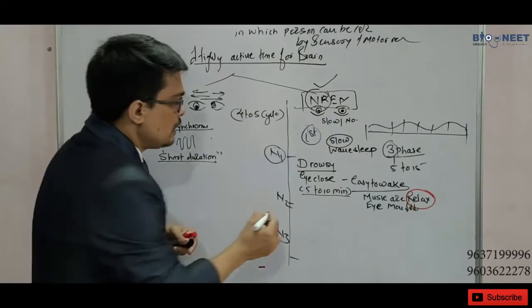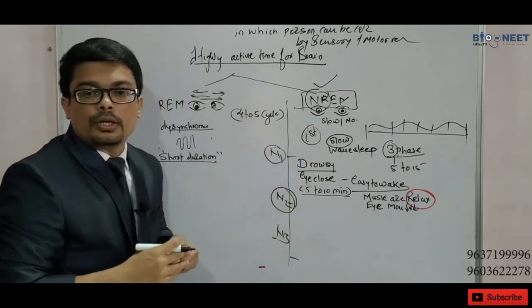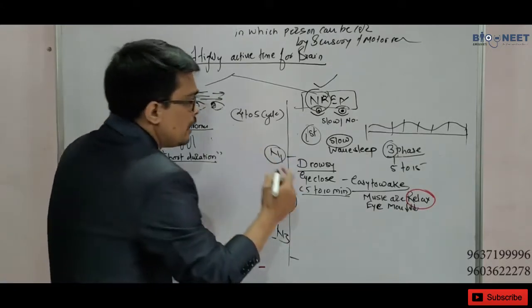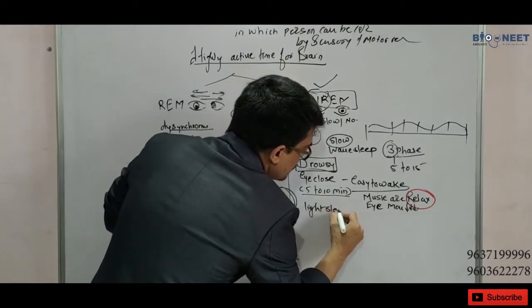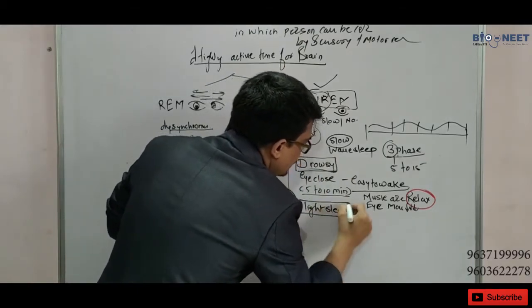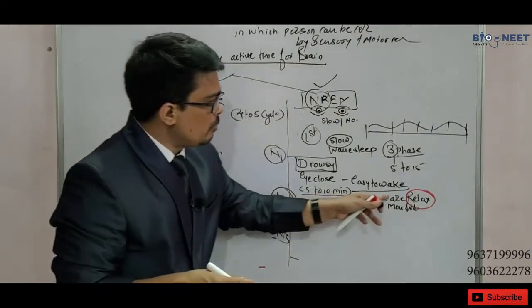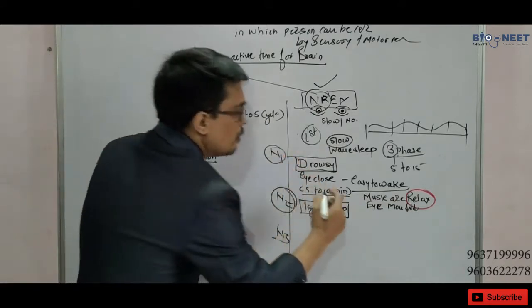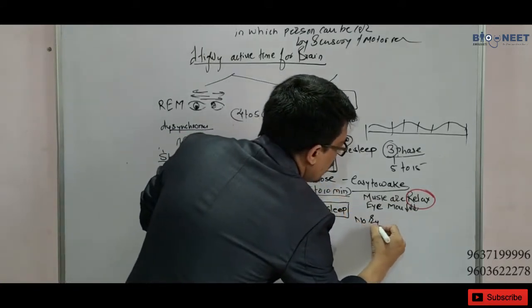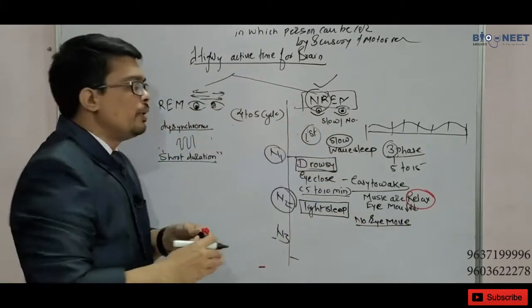Now we will see what is in N2. Now this person enters the N2 phase of NREM sleep. This is not drowsy, this is light sleep. This is the stage of light sleep. Same thing, muscles are going to be more relaxed, and eye movements almost stop. There is no eye movement.